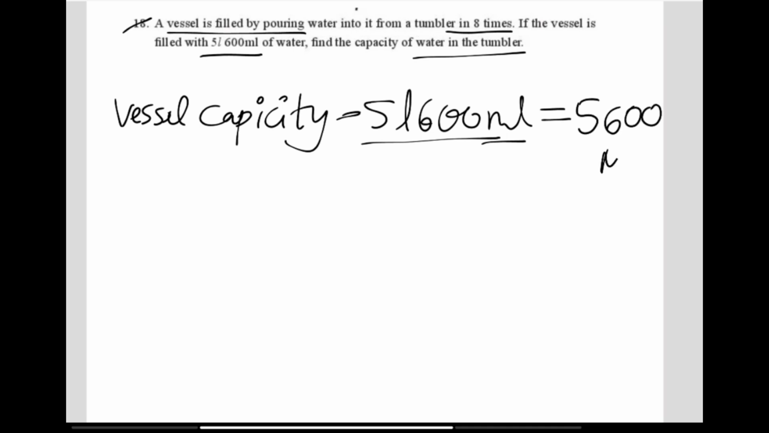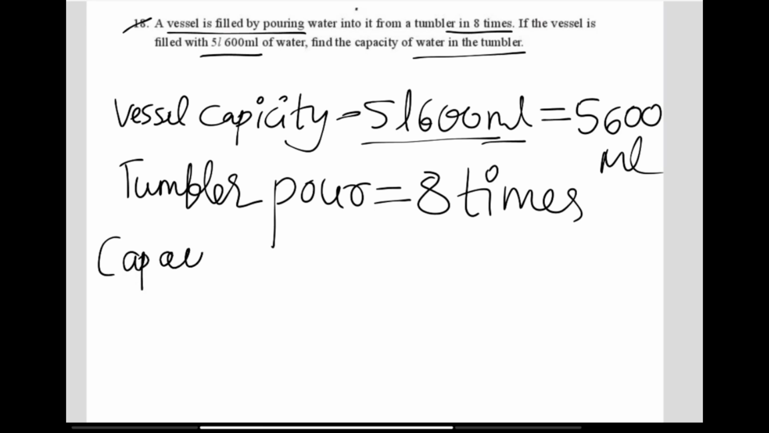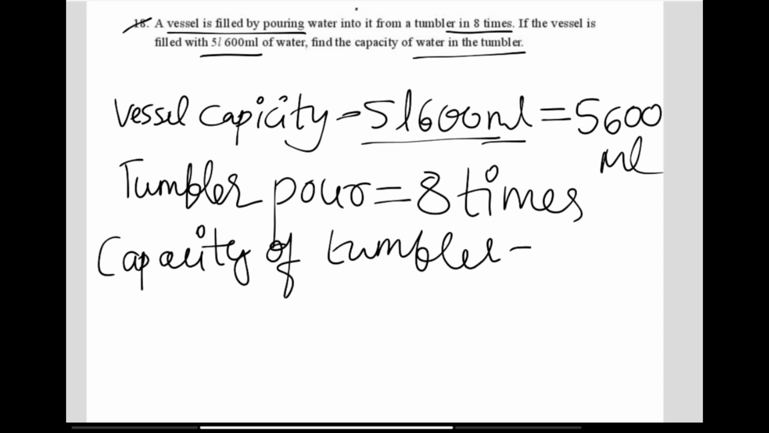5600 ml. So we have to convert it into milliliters. Now, the tumbler. How many times have you poured the vessel into the tumbler? That is 8 times. So we have poured 8 times. Now you have to find out the capacity of the tumbler.